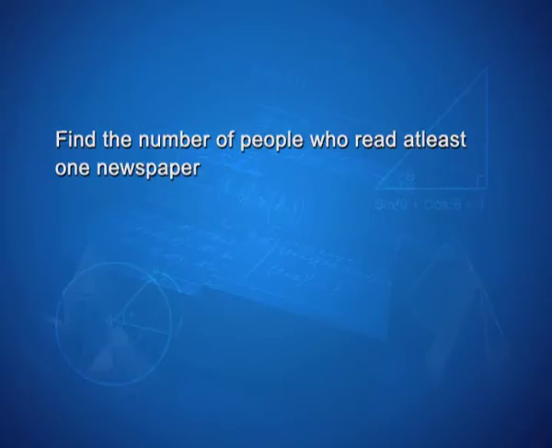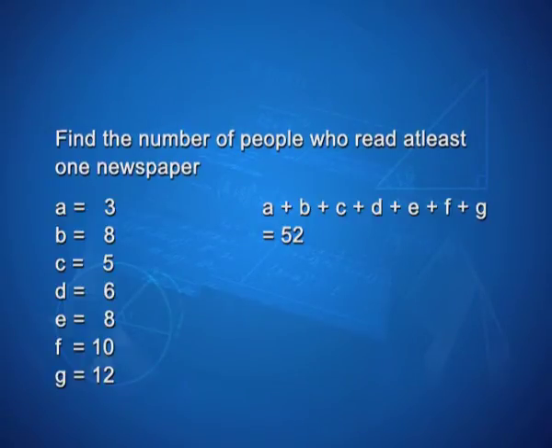For example, if we have to find the number of people who read at least one newspaper, that means we have to find the number of people who read one or more newspapers. This will be given by A plus B plus C plus D plus E plus F plus G. So if we add all this, you will get the answer 52. Students, if you simplify, this comes out to be 52.